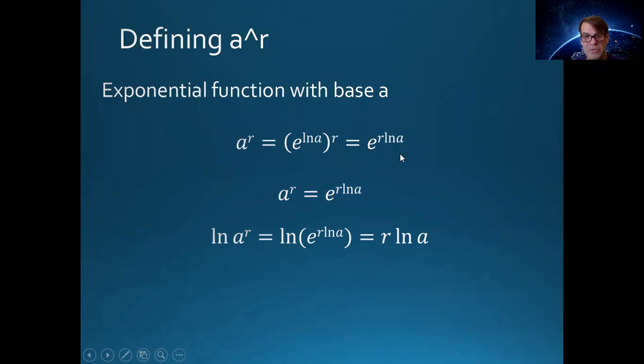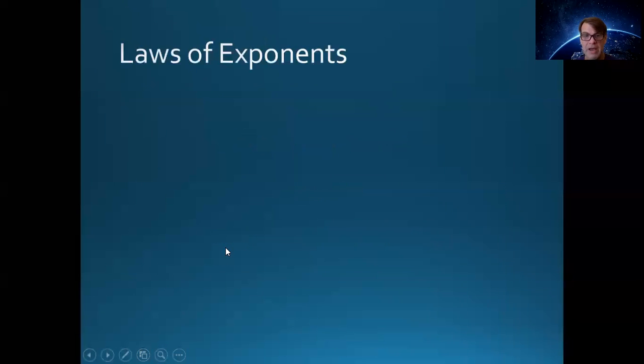So by defining it this way, we discover that the natural logarithm of a to the r is going to be r times the natural logarithm of a. So that's why he's defined it this way, so that we know what the natural logarithm of an exponential function is. The natural logarithm of an exponential function is going to be the power times the natural logarithm of the base. All right, there you have it.